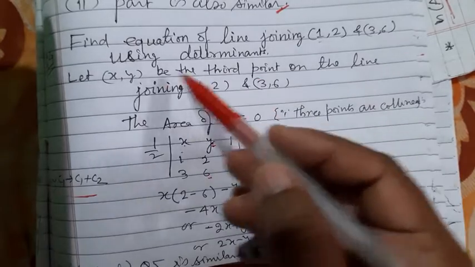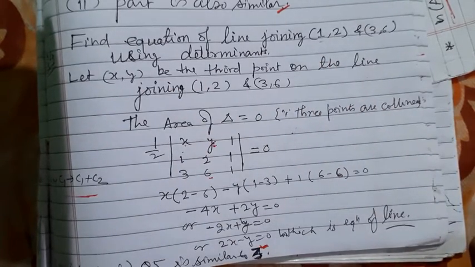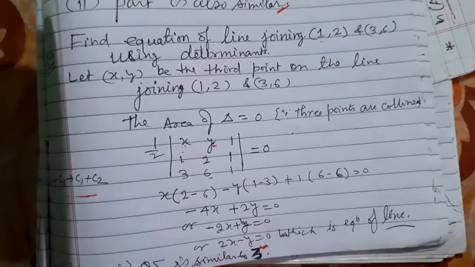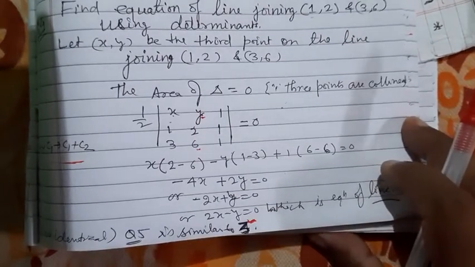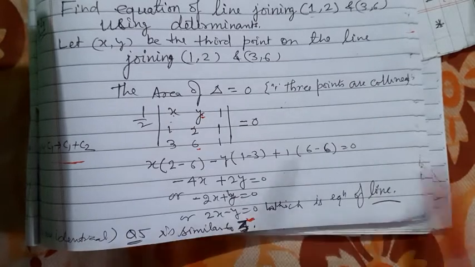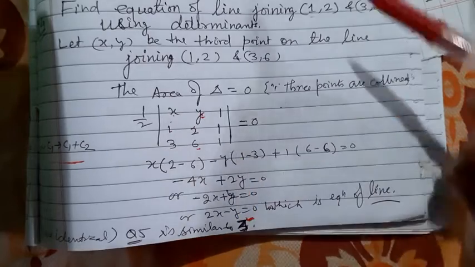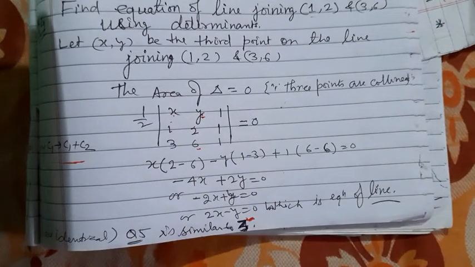So again, if you want to find the equation of the line by using the determinants method, you have to apply the same formula: 1 upon 2 times the determinant with rows x1 y1 1, x2 y2 1, and x3 y3 1. If the area of the triangle is 0, then you can say the given points are collinear.